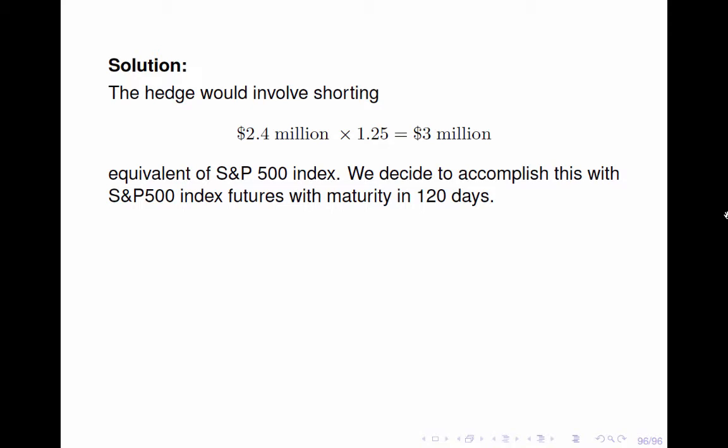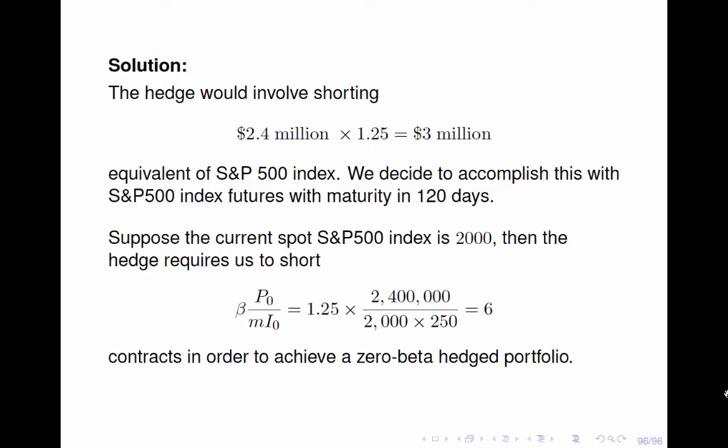Given the beta of the portfolio is 1.25, that is, the optimal hedge ratio is 1.25. And since the size of the exposure is $2.4 million, the size of the short position taken in the futures should be worth 2.4 million times 1.25, that is, $3 million. We decided to accomplish this with S&P 500 index futures that mature in 120 days. Suppose the current spot S&P 500 index is 2,000 points. Then by the formula of N derived earlier, the hedge requires us to short 6 contracts in order to achieve a zero beta hedged portfolio.